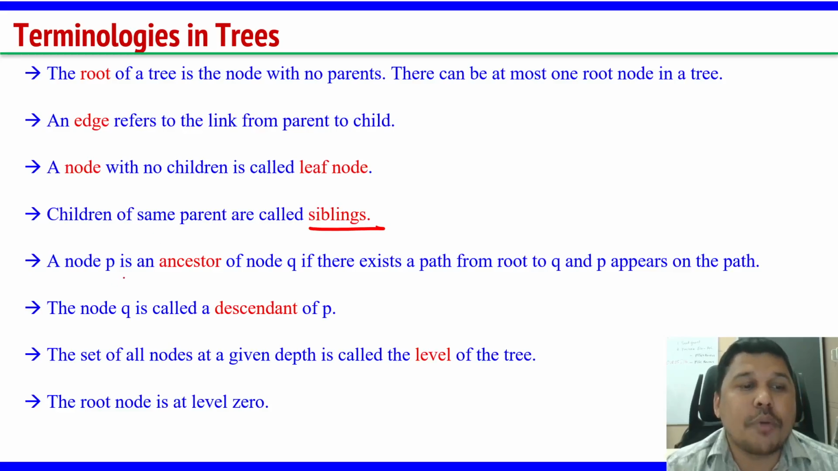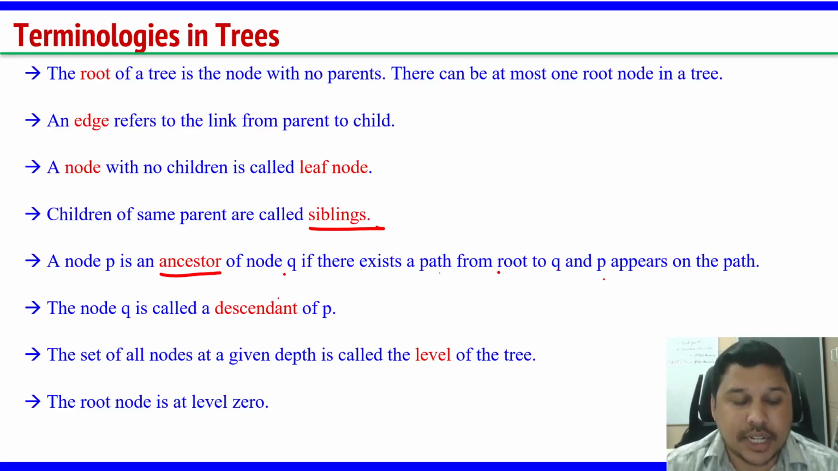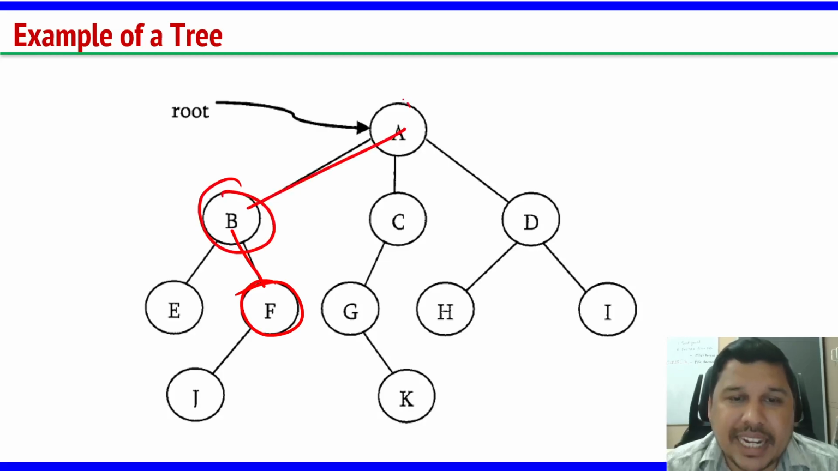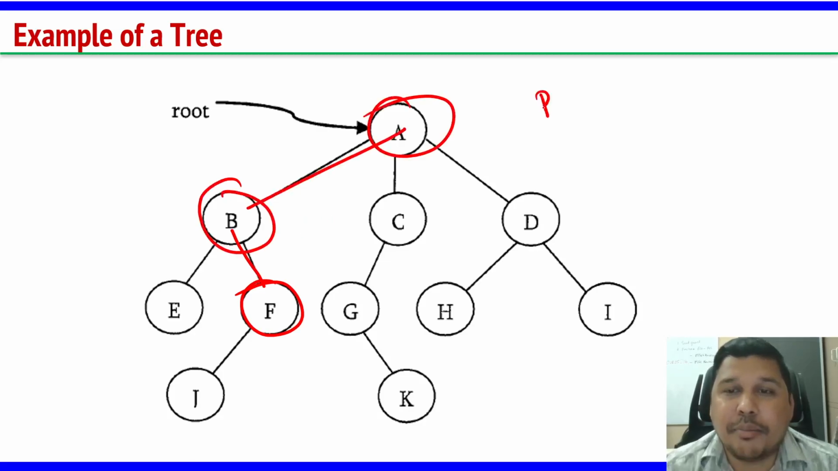Next, node P is called an ancestor of Q if there exists a path from root to Q and P appears on the path. Let's see here. What is an ancestor? Now, for F, who is the ancestor? F's parent is B, B's parent is A. So the ancestors are B and A.